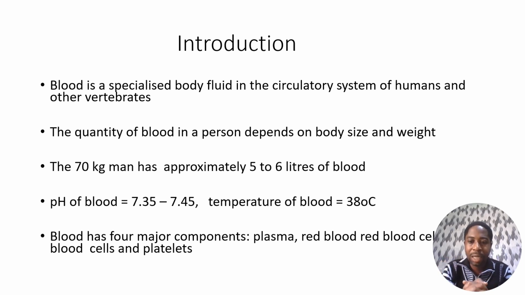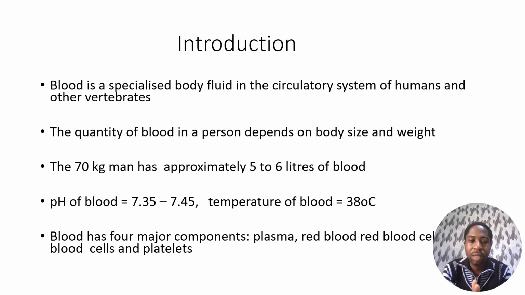In humans, blood is a red, thick fluid or liquid that flows through the blood vessels in the body. The amount of blood in a person's body depends on their weight and size. For example, a man that weighs 70 kilograms has approximately 5 to 6 liters of blood, which is a little over a gallon. The pH of blood ranges from 7.35 to 7.45.